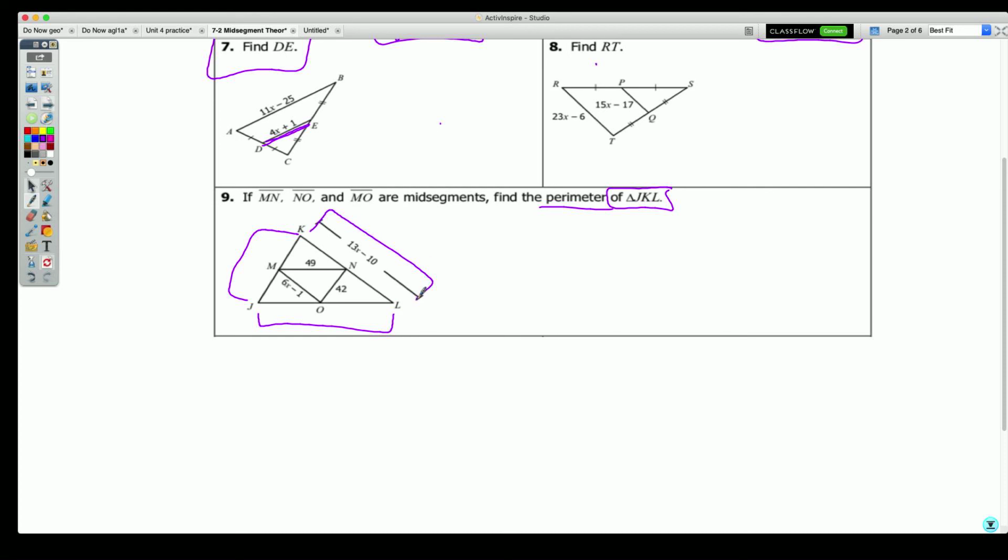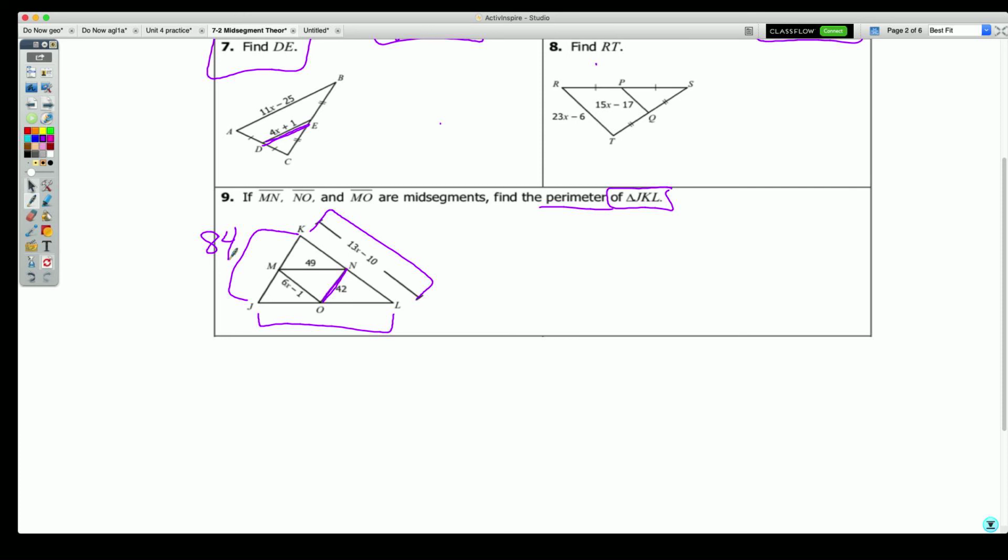Okay, two of them are going to be pretty simple, right? Hopefully. If I have 42 here, that's a mid-segment, right? So that's half the length of what side? Amanda, which side? J to K. Good. So we're going to double 42, and we're going to get 84. So that side was easy to find.